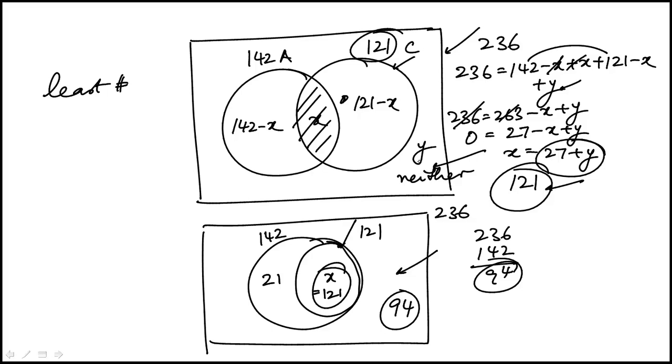Now the Y, the least it could be is Y is 0, which means that X has to be greater than or equal to 27. So watch out for that variation too, where they might ask you what's the least number of students that took both algebra and chemistry. But just to recap, the answer to this particular question is 121.